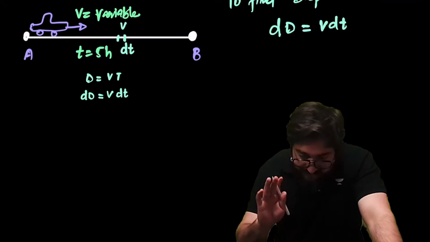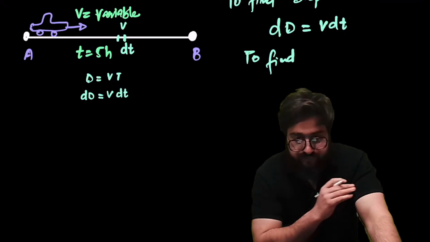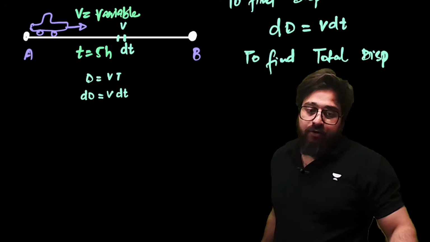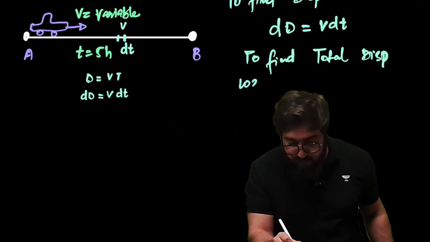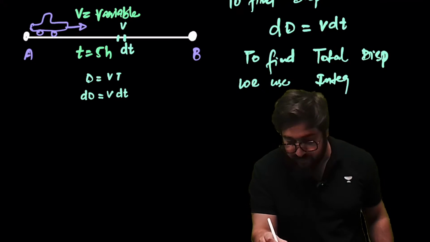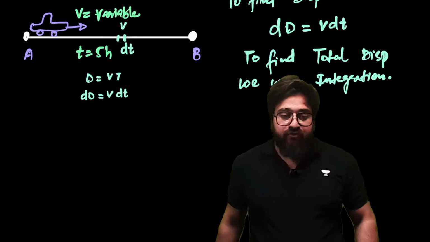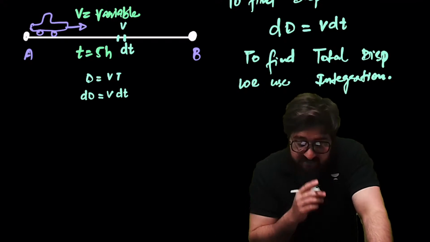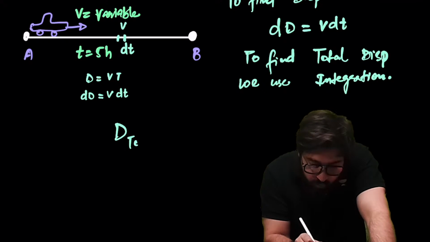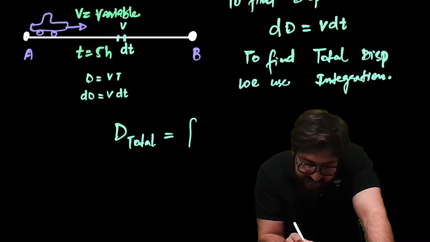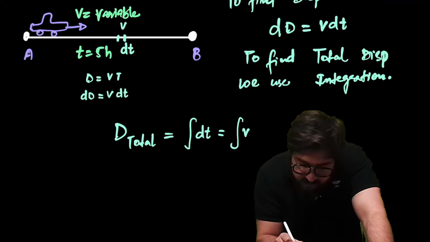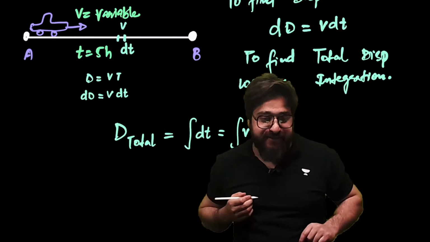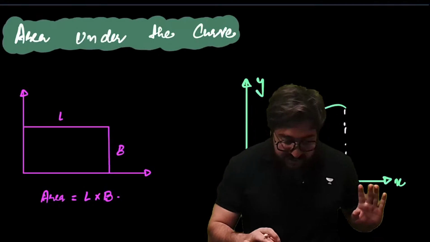Now to find the total displacement, we use integration. My dear people, listen to me very carefully. So we say total displacement: integration of dd is equal to integration of v dt. So integration helps us to find the total displacement in this particular case. I hope you got the feel of integration.